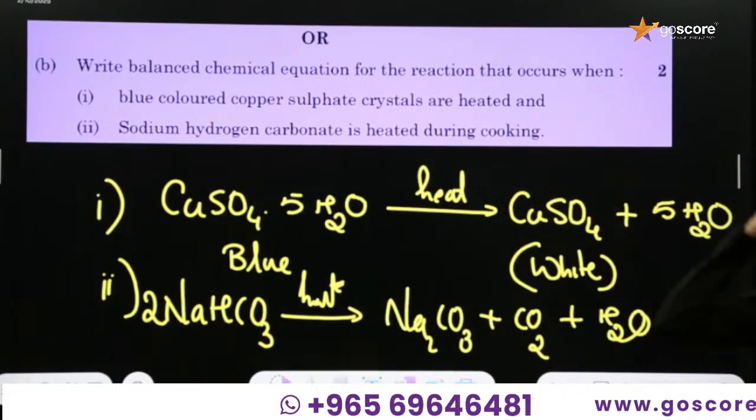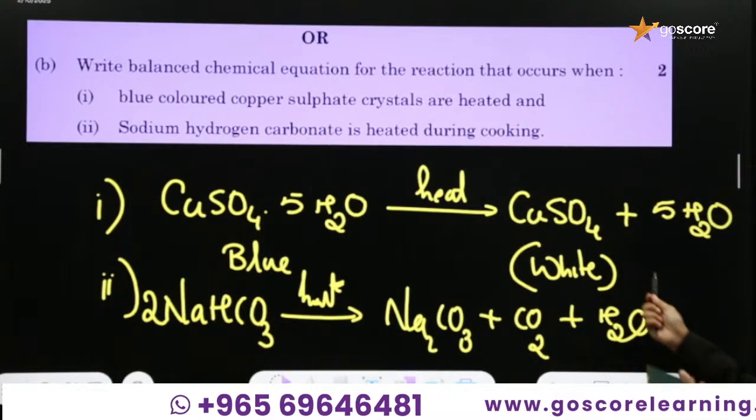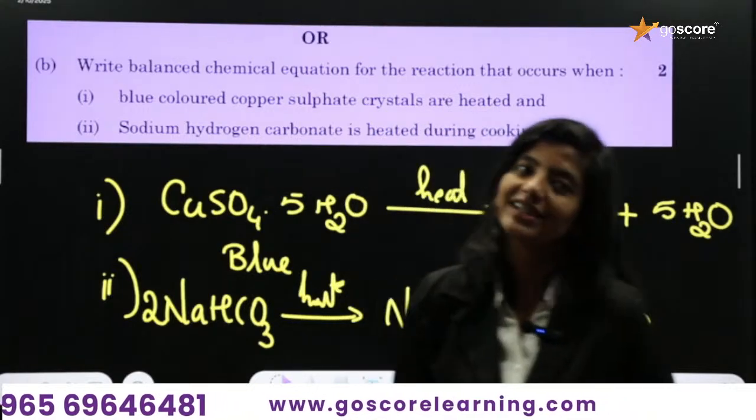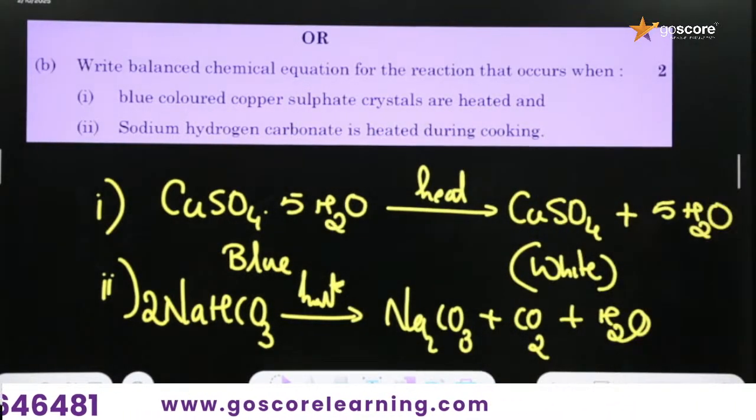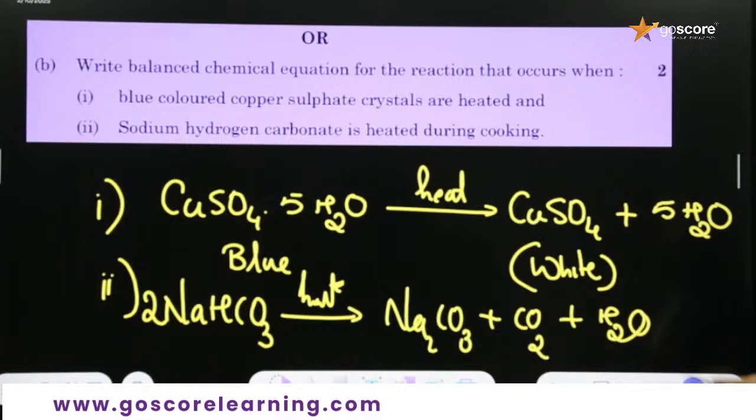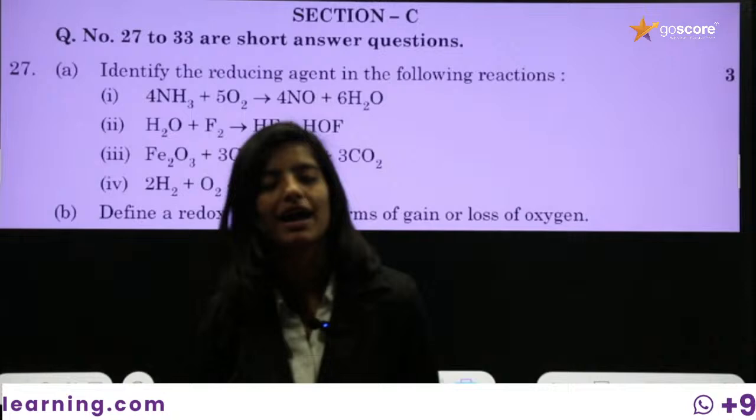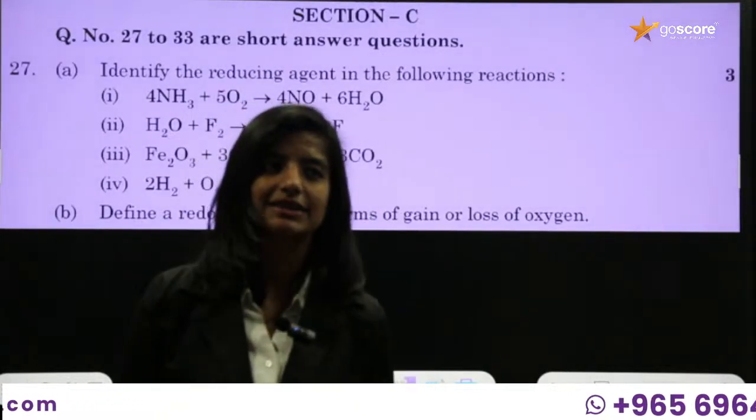If you are not sure about this, there's no option. You will have only one OR question. There is no second or third OR question. It's just one, and you can choose between them. Getting into the next part, C. Actually, section B has only one chemistry part, the rest is physics and biology.